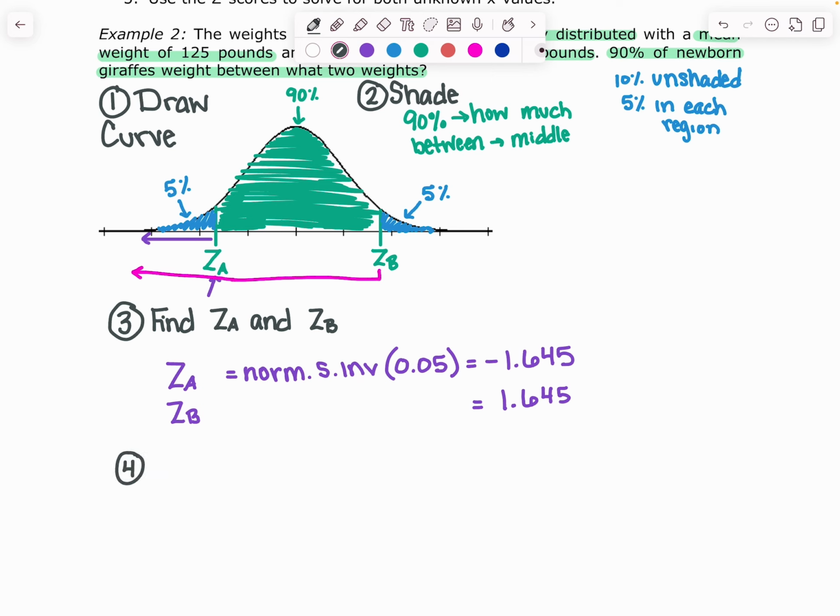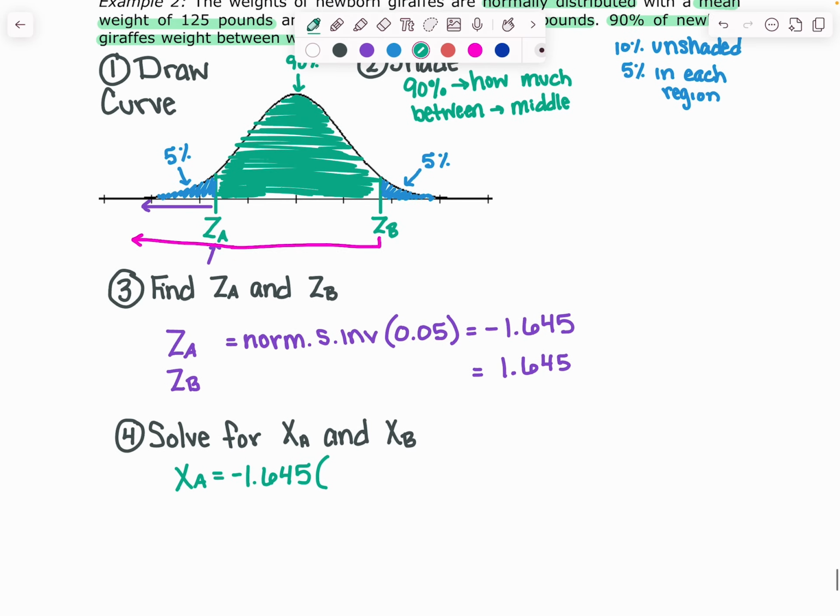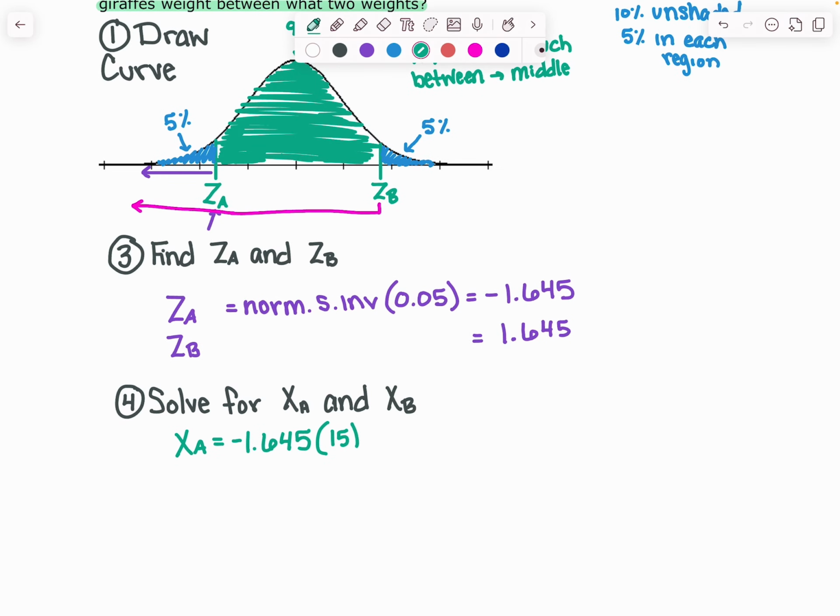But now for step 4, we're going to solve for our x values, which, because there are two of them, I'm going to call XA and XB. For XA, we're going to use ZA, and for XB, we're going to use ZB. So XA is negative 1.645 times our standard deviation, which was 15. I forgot to write it down this time. Plus 125.